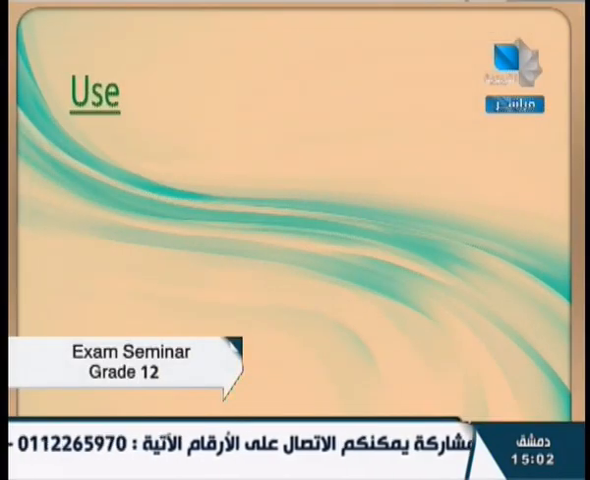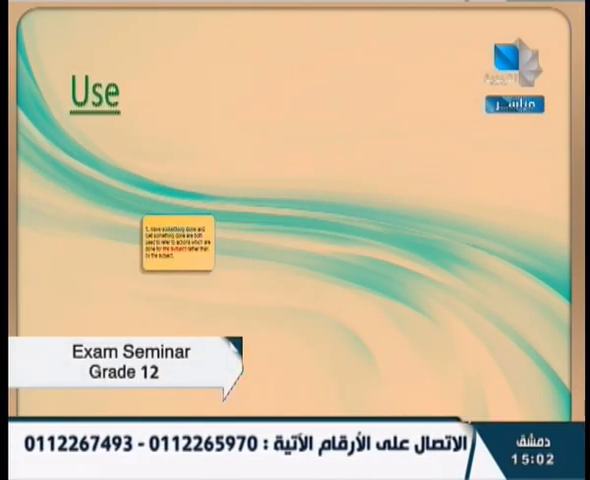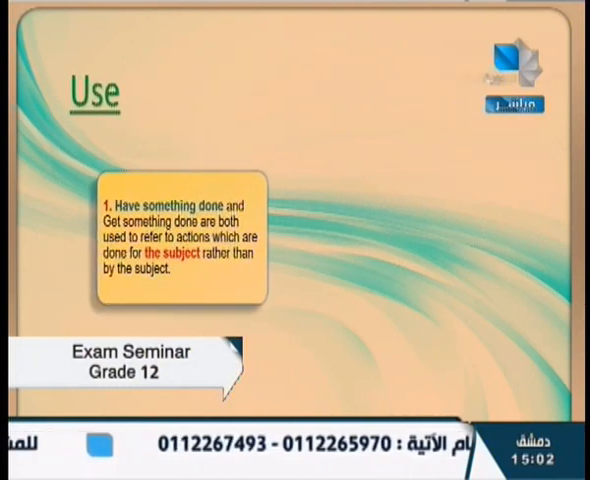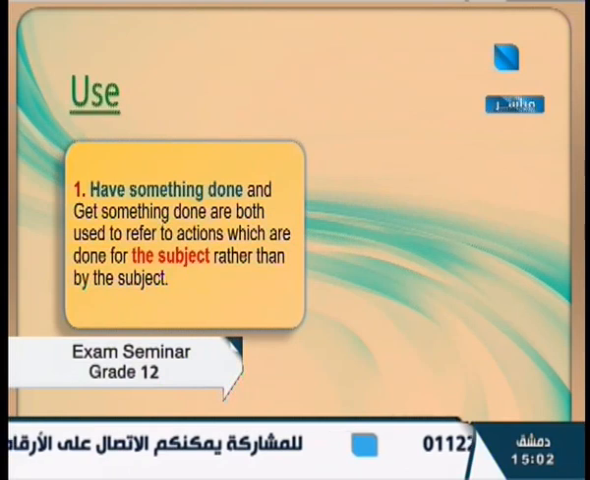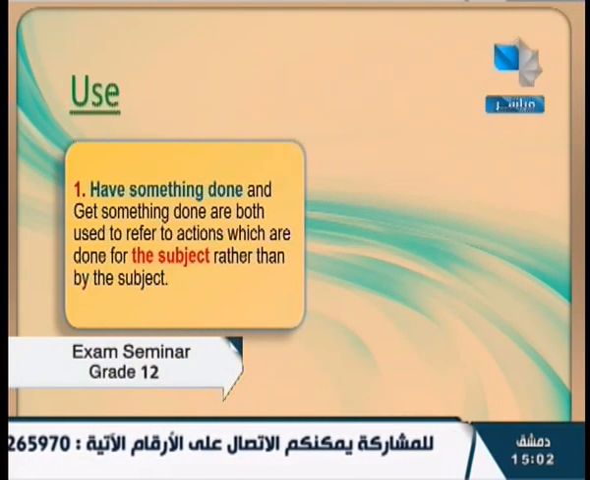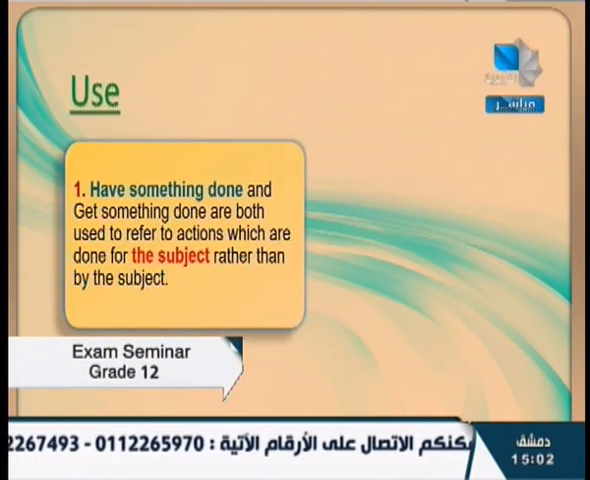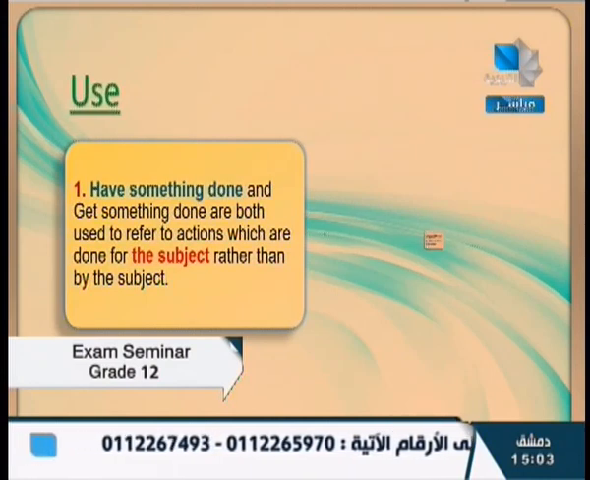Have something done or get something done are both used to refer to actions which are done for the subject rather than by the subject. Maybe he bid, asked, or persuaded someone to do the action instead of him. For example, I don't know how to repair cars, so I'm having mine repaired at the garage.